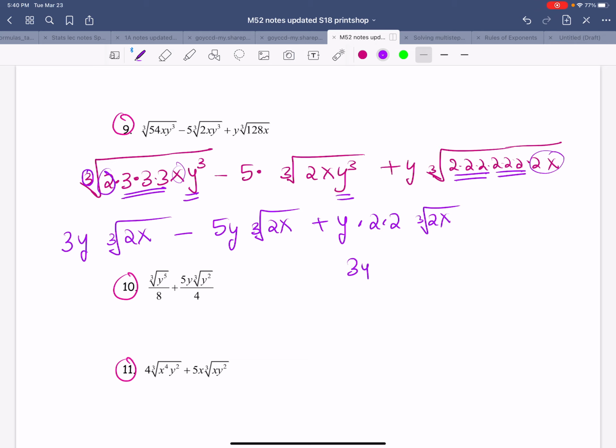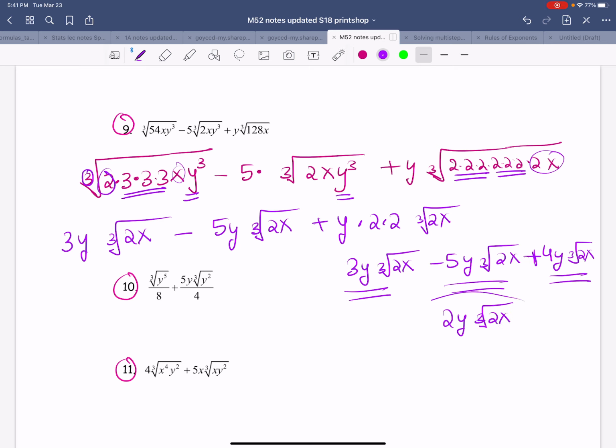Okay, the next step is 3y cube root of 2x minus 5y cube root of 2x plus 4y. 2 times 2 is 4, cube root of 2x. Okay, 3y plus 4y is 7y minus 5y is 2y cube root of 2x. Be very careful, stay organized. You're dealing with lots of expressions, lots of numbers, lots of variables, lots of signs. So do it slowly, do it carefully. So take your time and seek help when needed.